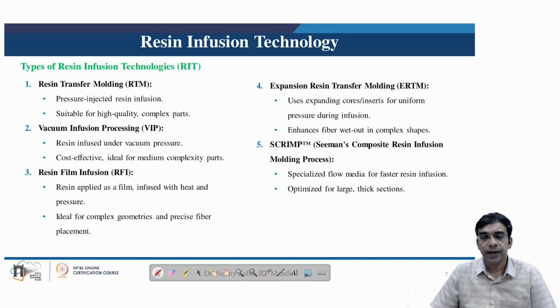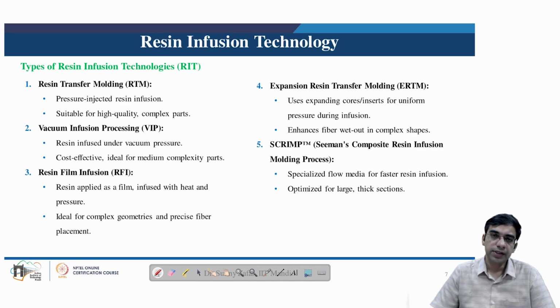Under the umbrella of resin infusion technologies, there are several processes which come in this category. These include resin transfer molding, which is one of the very popular resin infusion technology processes, in which pressure injected resin infusion is done so that there is a complete wet out between the resin and fiber. This is suitable for high quality and complex parts.